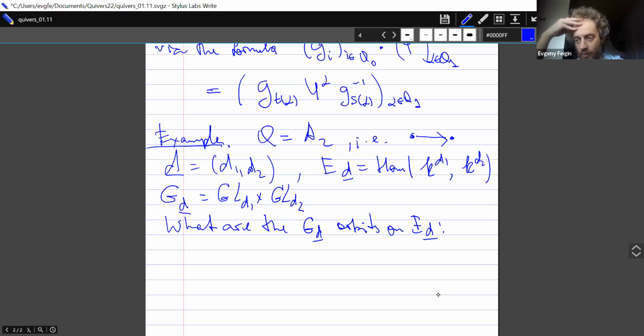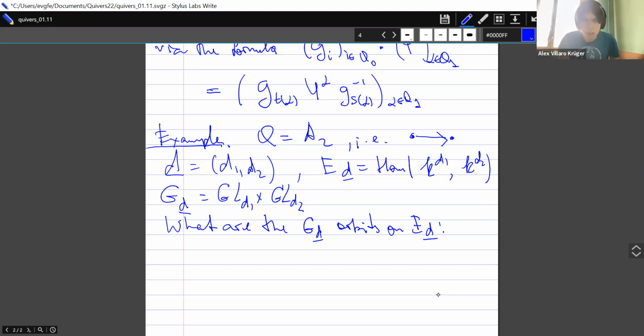So we want to describe the orbits, and the first question is how many orbits are there? I thought if D1 is less than D2, then we should have D1 orbits. Yes, and if D1 is greater than D2? Then D2 orbits. And what are the orbits? So how can we describe each orbit?